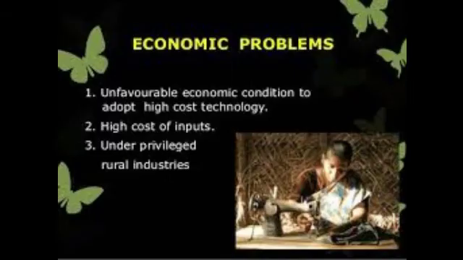Fourth, economics related problems. The economic problems related to rural areas are inability to adopt high cost technology, high cost of inputs, underprivileged rural industries, low income, indebtedness and existence of inequality in land holding and assets. In fertile areas, a few absentee landlords own large areas. They do not even take greater interest in improving the performance of agriculture.